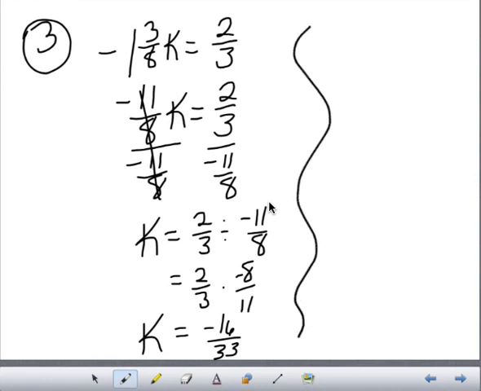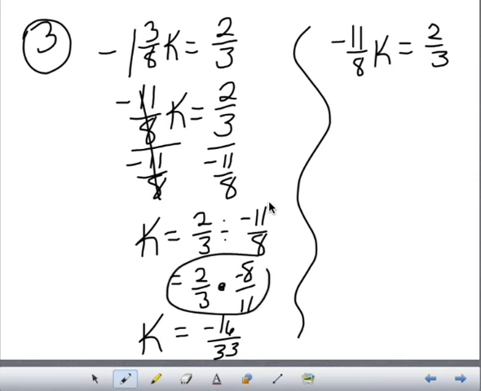Now, let me show you another way you could work this problem. If I have negative 11/8 k equals 2/3, look what happened down here when I divided by negative 11/8. I really ended up multiplying by negative 8/3. Could I not just come up here and multiply by the reciprocal? Basically, that's all I did down there.